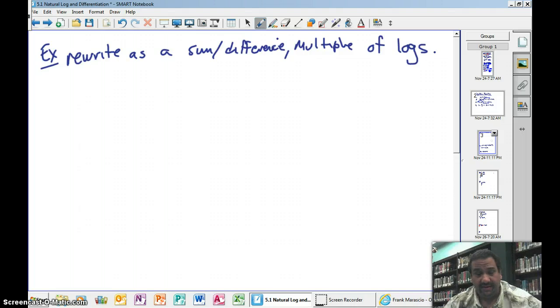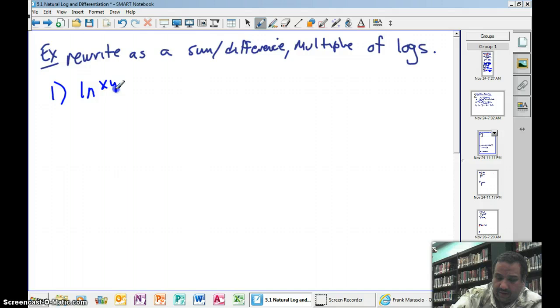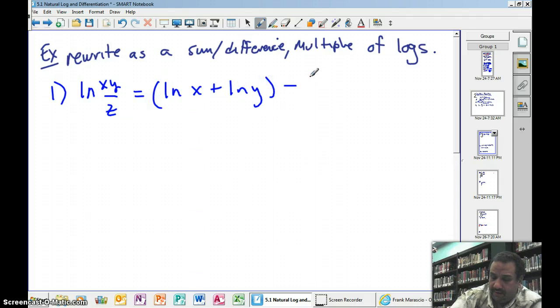Next, let's practice that a little bit. This is non-calculus stuff, which you should be excited about. Let's do 1, ln of xy over z. Now I'm going to rewrite that as a sum or difference of multiple logs. So this is going to be the natural log of x plus the natural log of y, all minus the natural log of z. Remember, multiplication is plus, division is minus, just like you would do with powers.